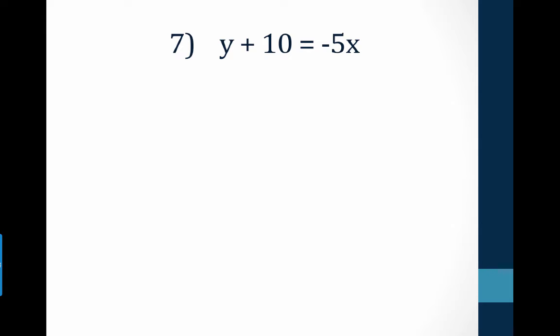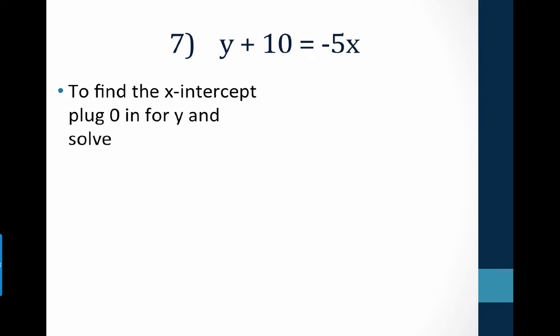Now, here we have number 7, y plus 10 is equal to -5x. To find the x-intercept, plug 0 in for y and solve. Go ahead and pause the video and do that yourself. Okay, so this is what I got: 10 is equal to -5x. So x is equal to -2.